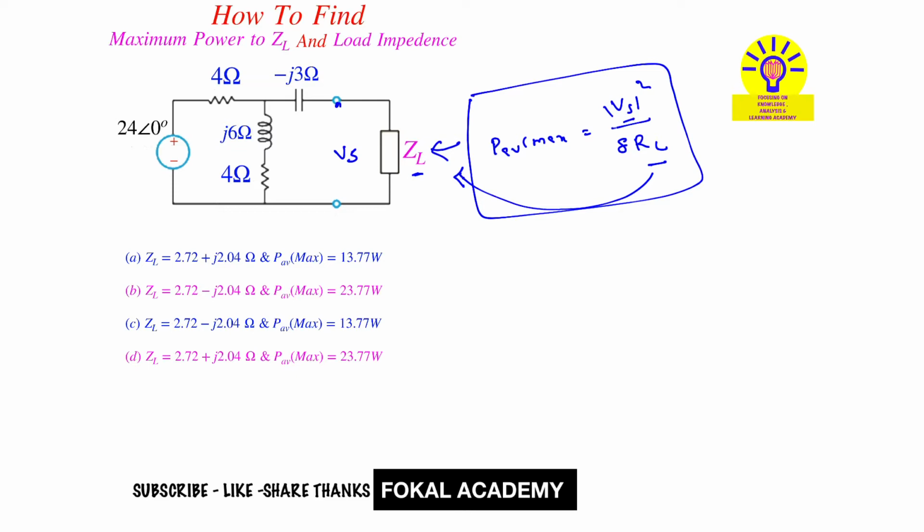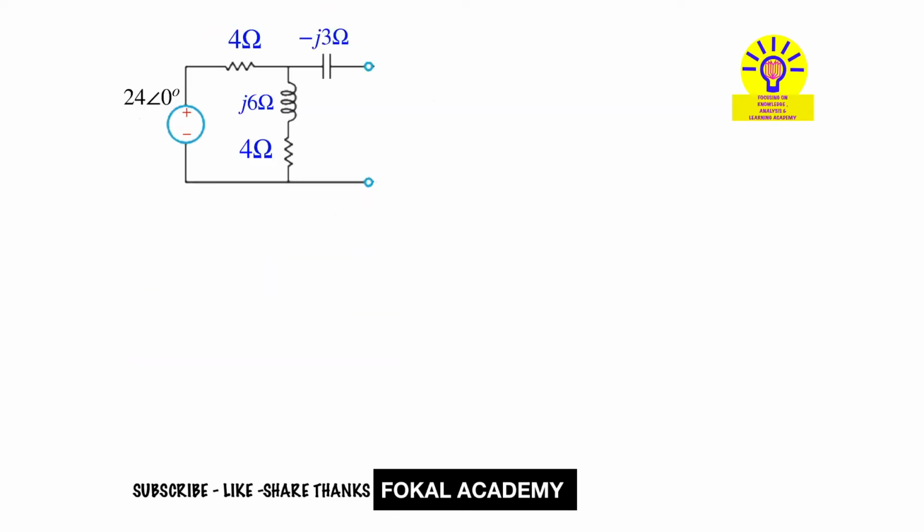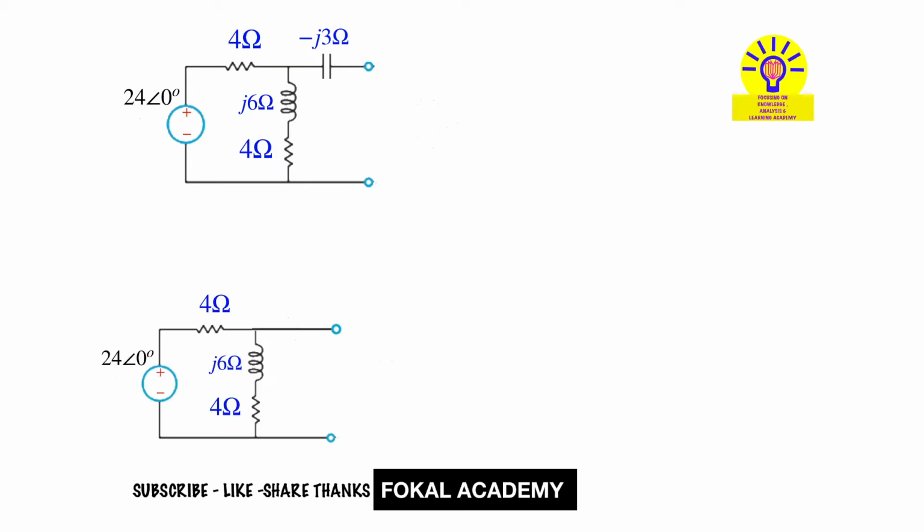First of all, I am going to find the voltage across ZL. For that, open this element. By redrawing, the circuit becomes like this. Here the load is open circuited. When you observe here, this capacitor is also in the position of open circuit. So by removing these elements, the circuit becomes like this.